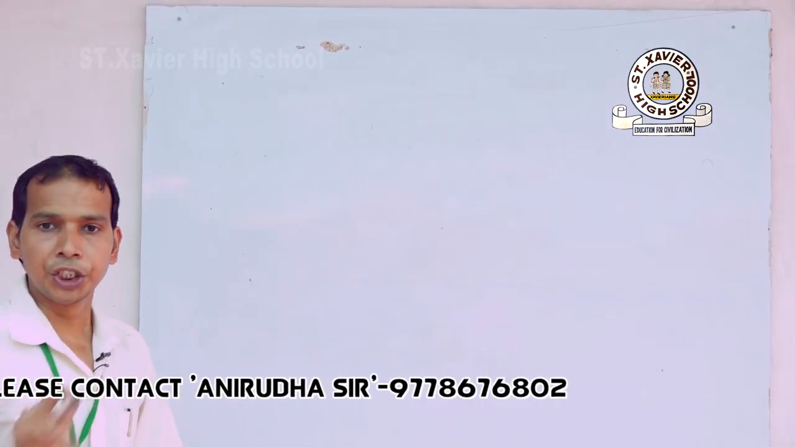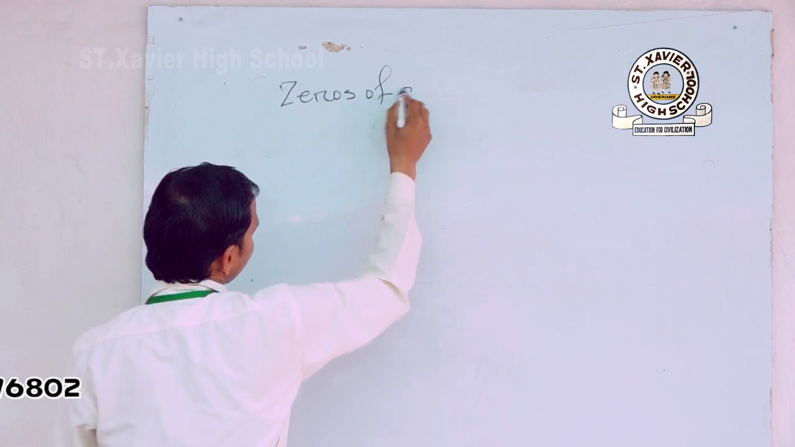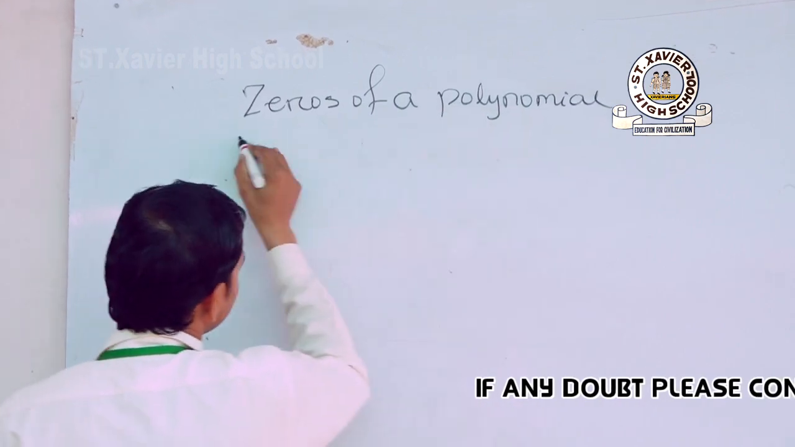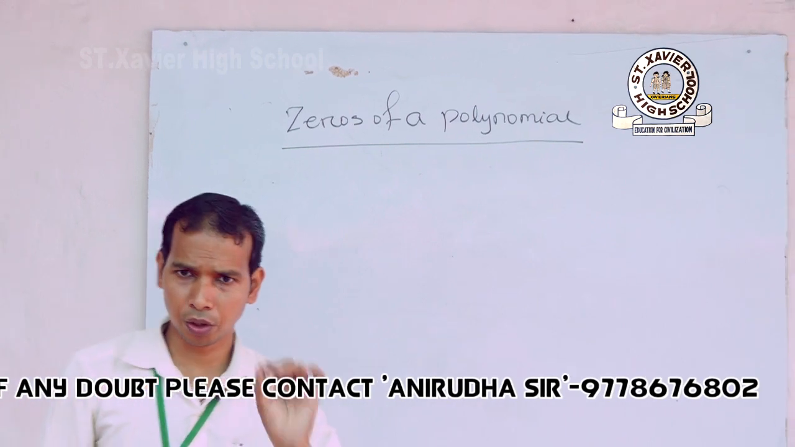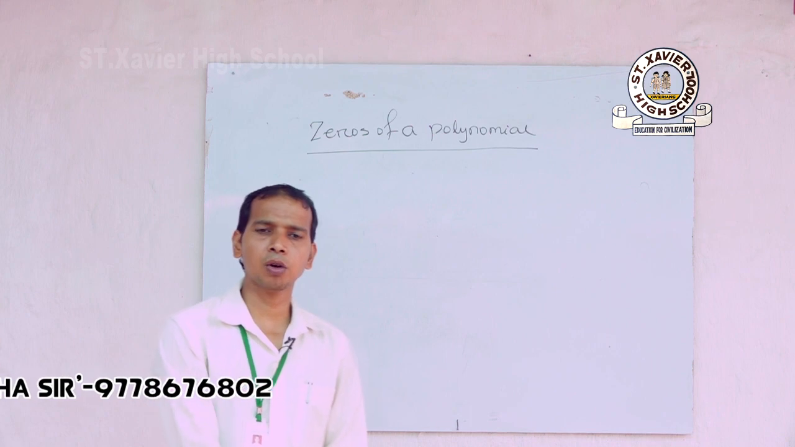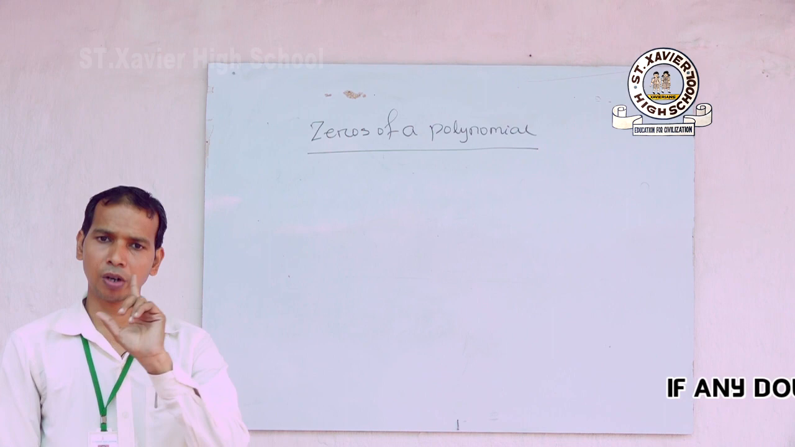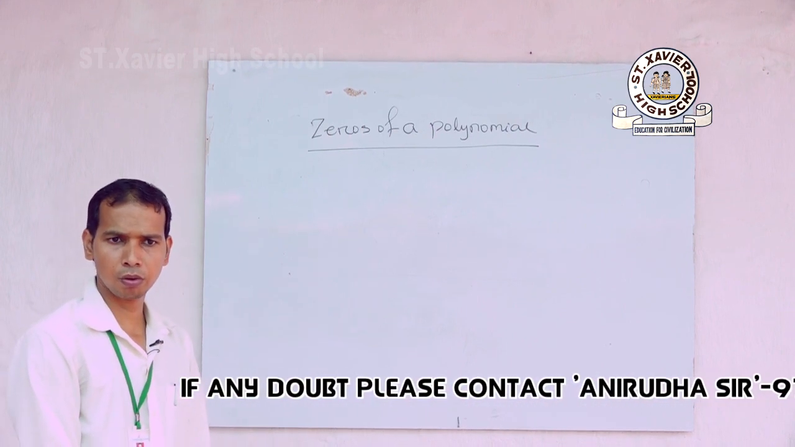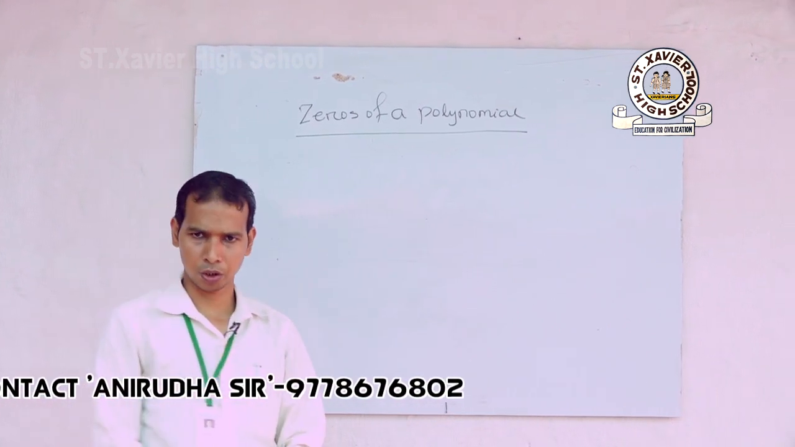Zeros of a polynomial. Zeros of the polynomial means the value of the variable for which the simplification value of the polynomial is equal to 0. The value of the variable for which the simplification value became 0, that is called the zero of the polynomial.